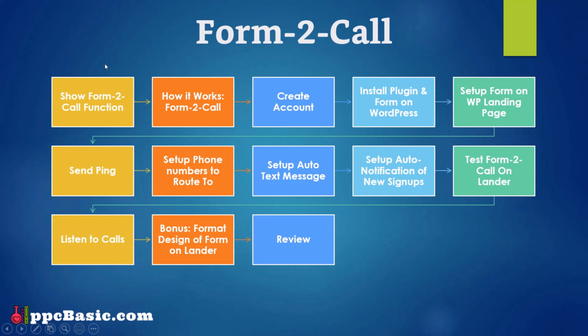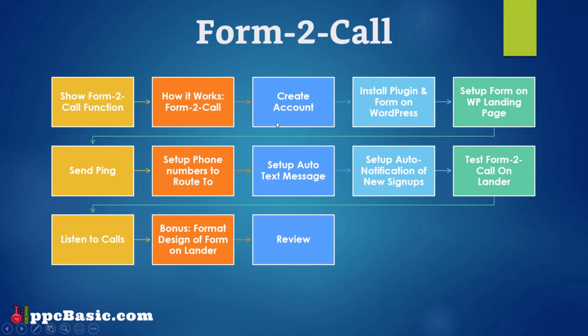So in this tutorial, we're going to cover how the Form-2-Call works. So I'll explain it to you step by step before we go into the actual creation process. We're going to create an account with our call tracking platform that has this Form-2-Call feature. Then we're going to install the necessary plugins onto our WordPress site. We're going to set up the form on our WordPress landing page. We're going to create a ping from our form back to the call tracking platform so that it properly connects with our call tracking platform.